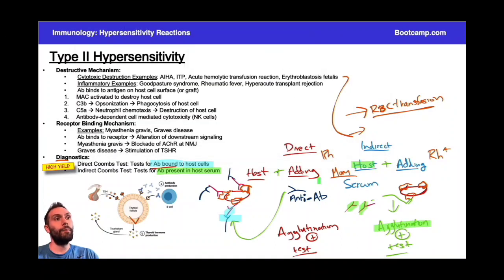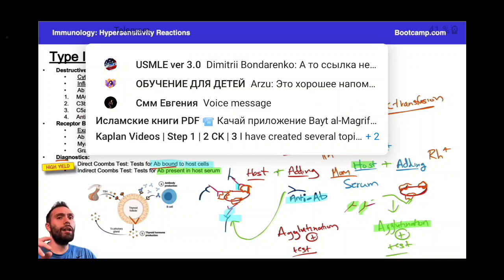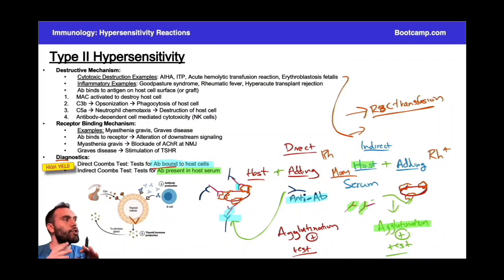With the direct Coombs test, remember, it's a little bit different. We're looking to see if there are antibodies already bound to the surface of the host cells. So we have to use an antibody that binds to the Fc portion of whatever we think this pink antibody might be. So I know that's a little confusing, but again, understanding the details is critical to getting a lot of these questions right. So just go through this a couple of times if you're a little unsure.